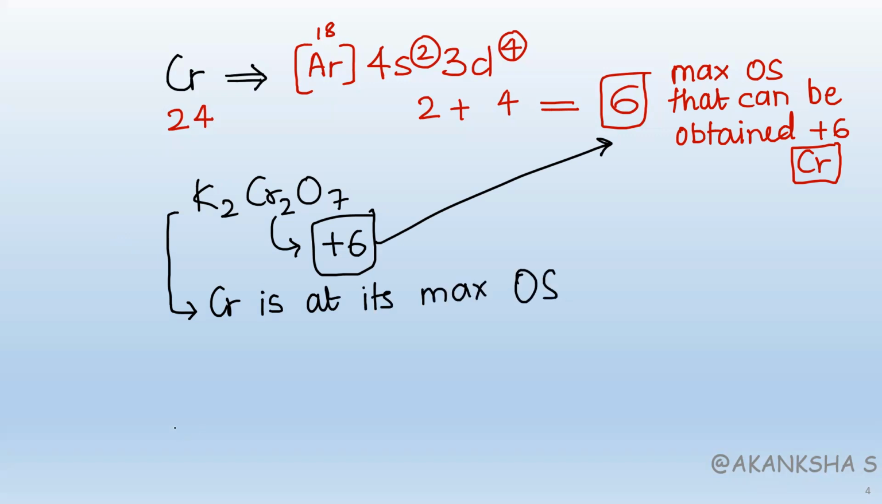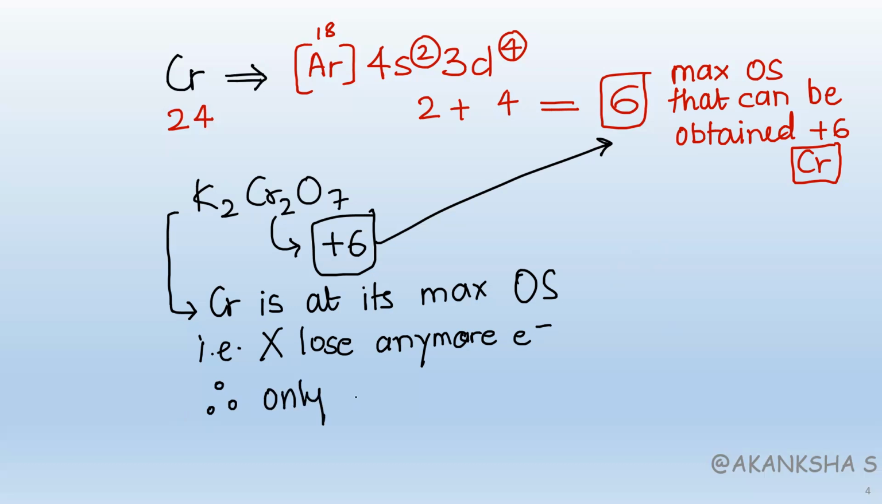What do we mean by this? That means it cannot lose any more electrons. So it cannot have an oxidation state like +7, +8 by losing even more electrons. Therefore, what is the only thing that chromium can do? It can't lose any more electrons when we compare it with the +6 oxidation state. It can't become +7. So what it can do, it can only gain electrons.